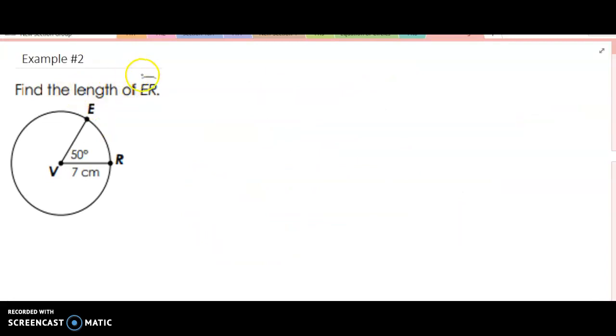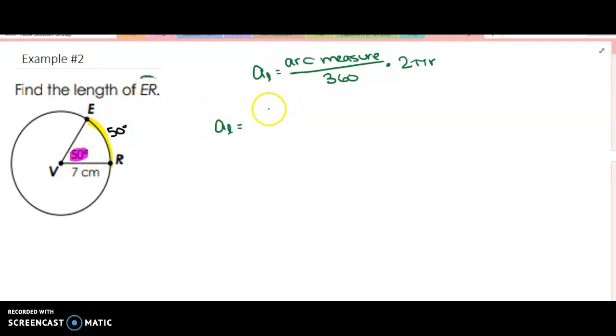All right, so find the length of arc ER. Once again, we're looking for this piece right here. So we're going to use the arc length formula. That's going to be arc measure over 360 times 2 pi r. Now notice we don't have an arc measure here, but we do have this central angle. If this central angle is 50, the measure of this arc is also 50, so I could just put 50 over 360 times 2 pi, and then my radius is 7.